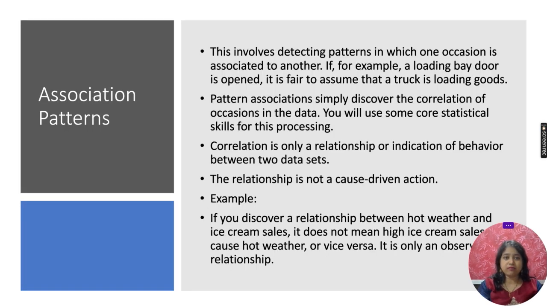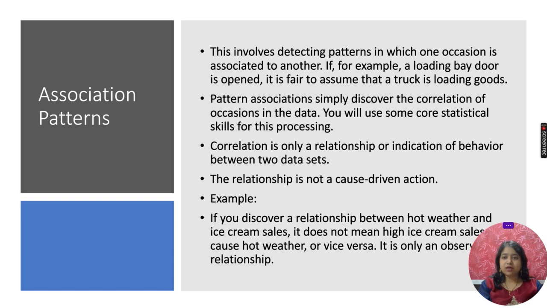So, association pattern. This involves detecting patterns in which one occasion is associated with another. If, for example, a loading bay door is open, it is fair to assume that the truck is loading goods. Pattern association is simply discovering the correlation of occasions in the data.